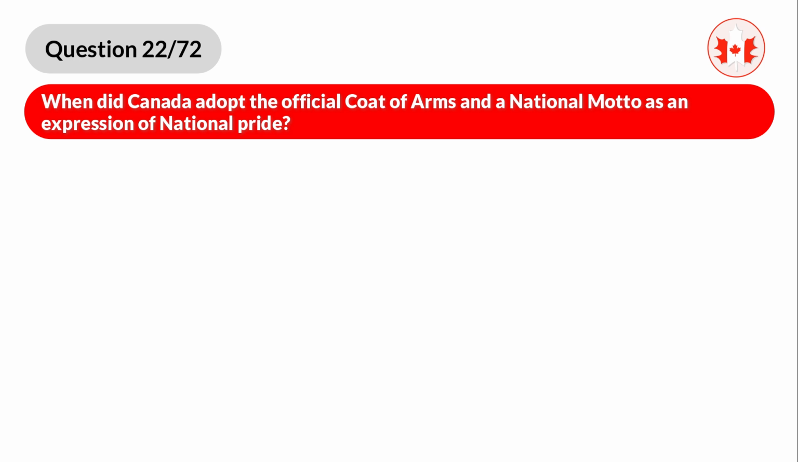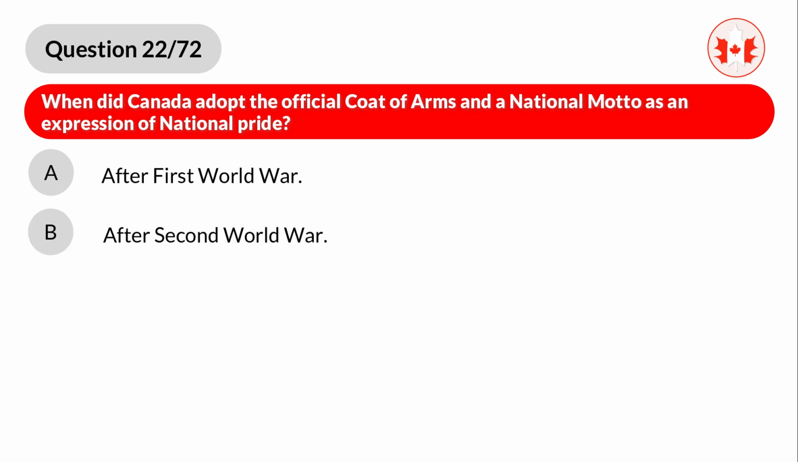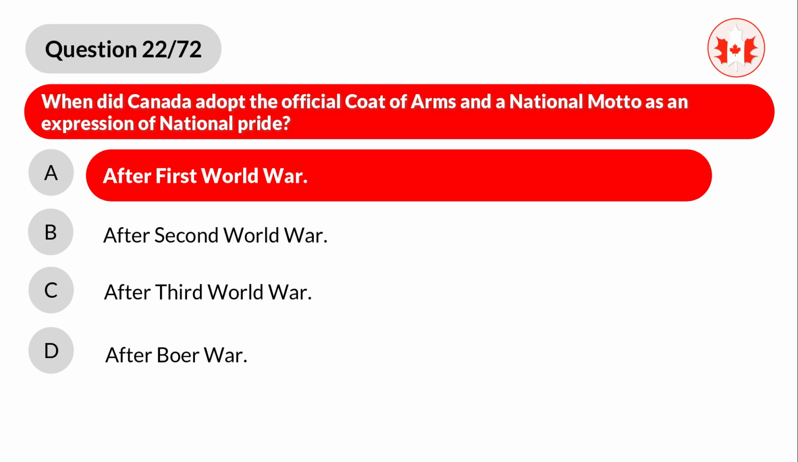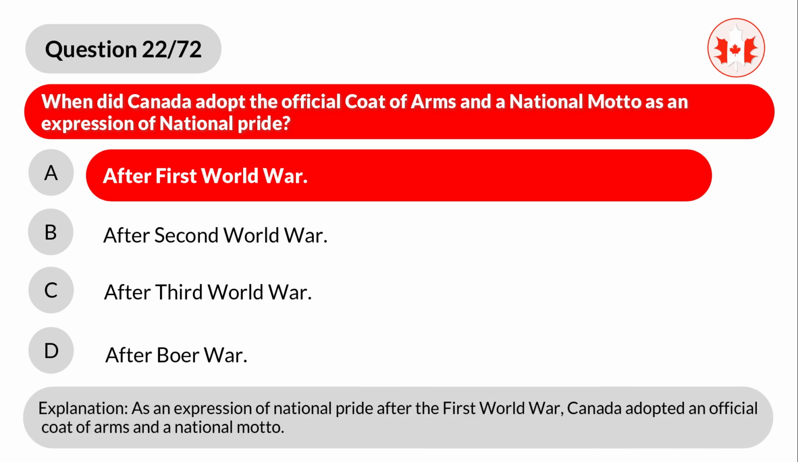Question 22. When did Canada adopt the official coat of arms and a national motto as an expression of national pride? A. After First World War. B. After Second World War. C. After Third World War. D. After Boer War. The correct answer is A. After First World War. Explanation: as an expression of national pride after the First World War, Canada adopted an official coat of arms and a national motto.